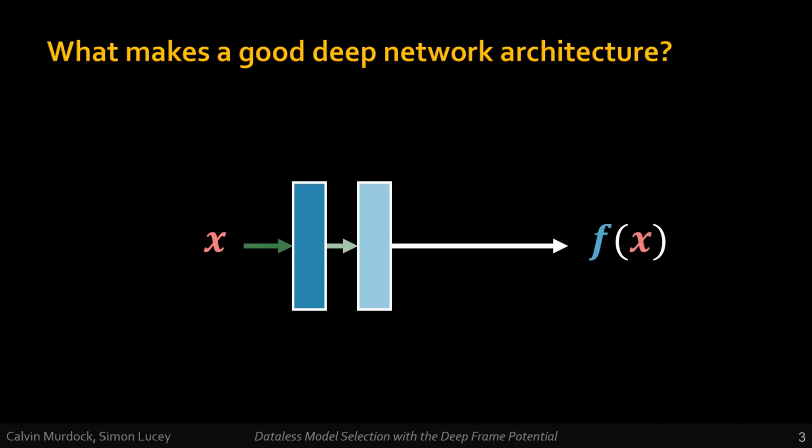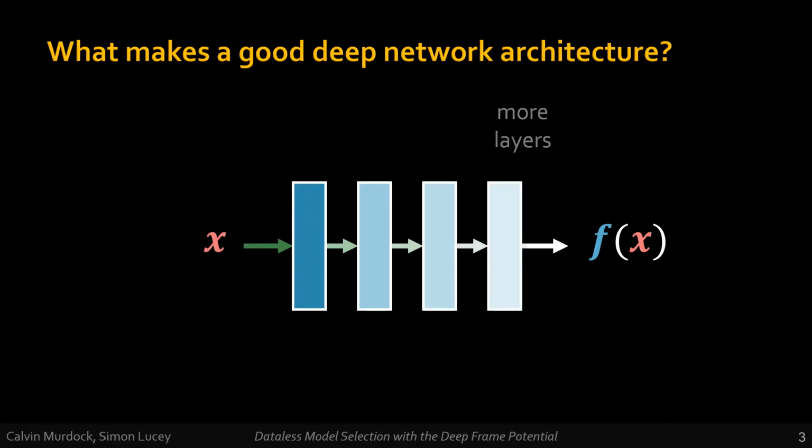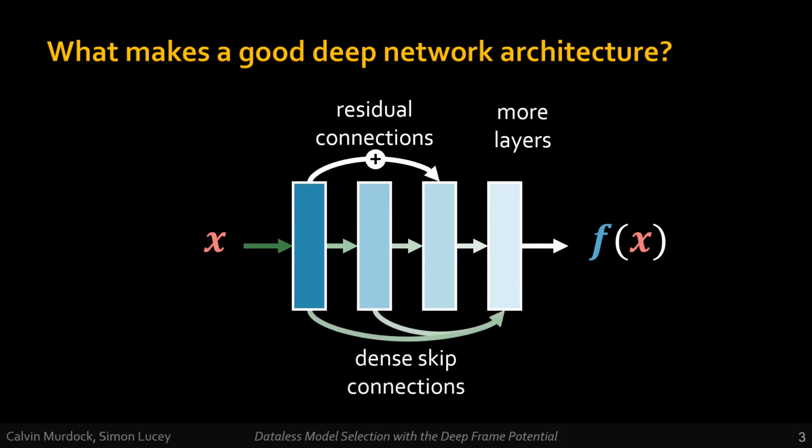To answer this question, we observe three key components of state-of-the-art architectures. First, adding more layers reduces generalization error without overfitting, even when the number of parameters far exceeds the available training data. Second, residual connections, like those in ResNets, improve performance without any additional parameters. And finally, denser skip connections, like those in DenseNets, improve parameter efficiency, allowing for even lower generalization error. The difficulty in explaining these observations has made principled deep model selection challenging.